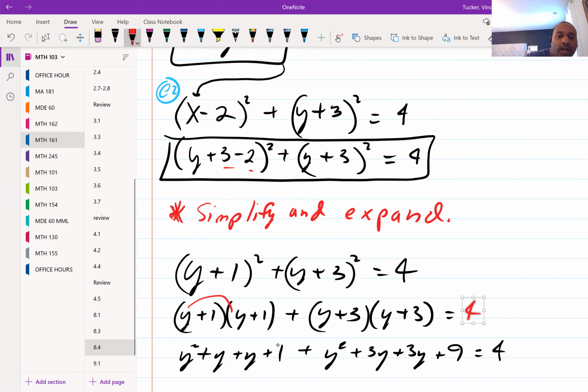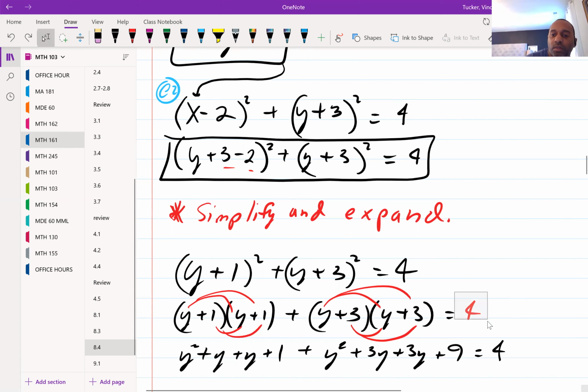We're talking about y times y, y times 1, 1 times y, 1 times 1, y times 3, 3y, 3 times 3. Right, put it back. All right, so do that for y squared plus y plus 1 plus y squared plus 3y plus 3y plus 9 equal to 4.